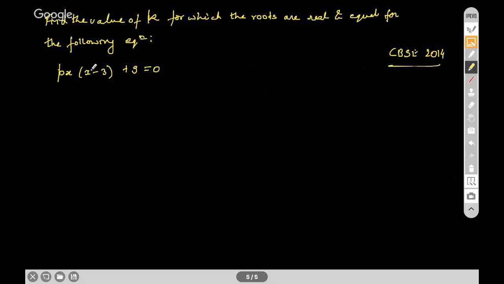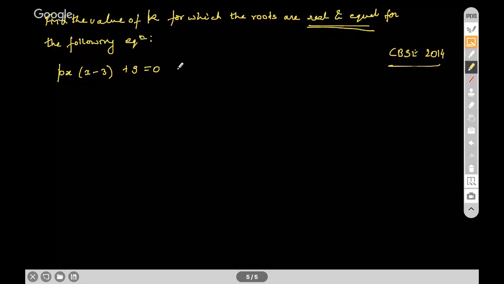Now again, read the question once more. The question says, find the values of k for which the roots are real and equal, for the following equation. What is the equation? Px times x minus 3 plus 9 equals 0. Now, if you see, there is no direct x square term which you can see, but it is hidden, right? So don't get confused. If you expand this, you will get a square term. So it is nothing but px squared minus 3px plus 9 equals 0.